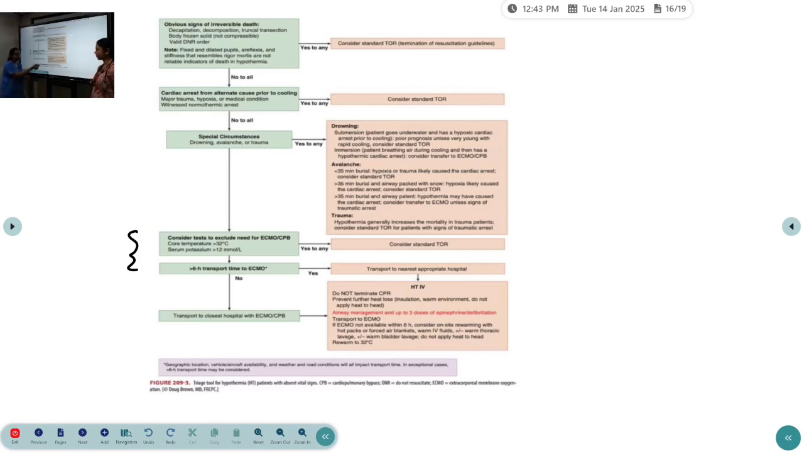Here you will have to perform prolonged CPR. We can't terminate the resuscitation till we rewarm, or a minimum of 40 minutes. Till then we will have to resuscitate the patient. So this is when we will terminate the resuscitation, as per the guidelines.